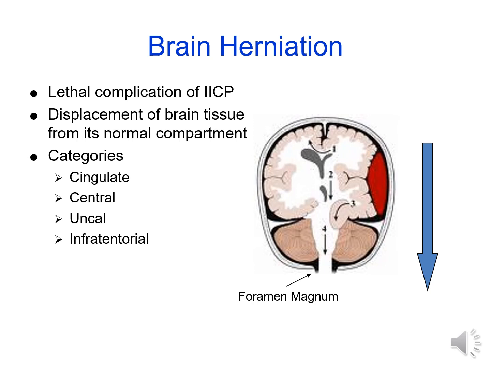So again, with an uncal herniation, we have a lateral injury which causes the brain tissue to shift to the other side and squeezes the brain tissue in a downward motion, which squeezes the oculomotor nerve, causing an ipsilateral dilation of the pupil.